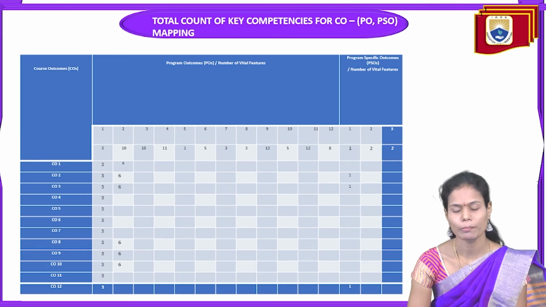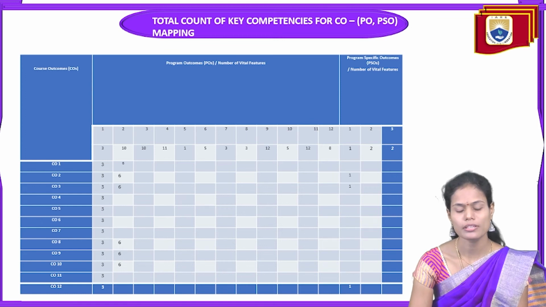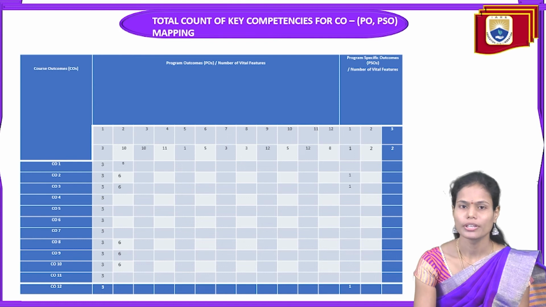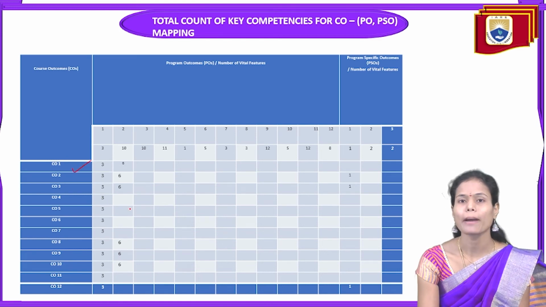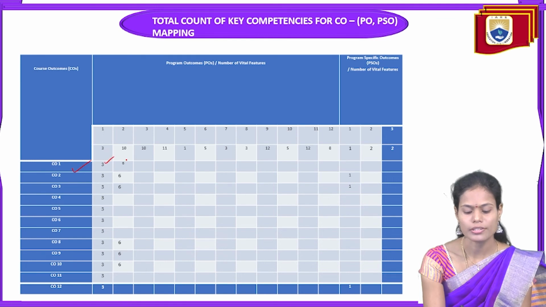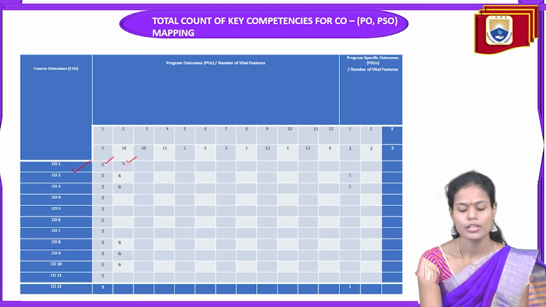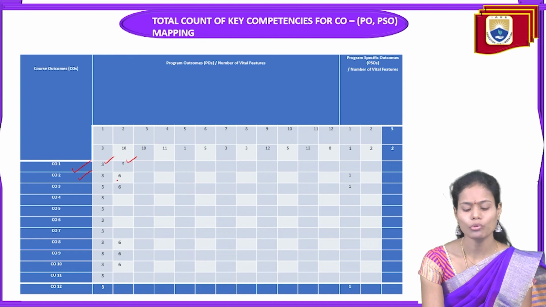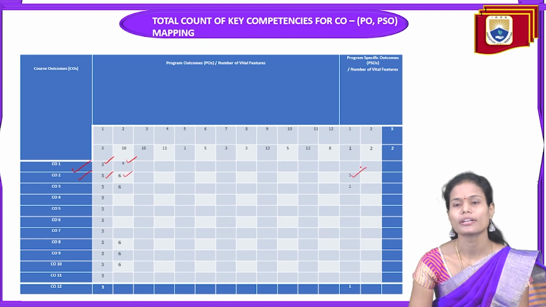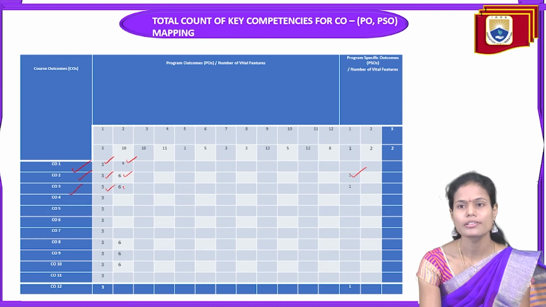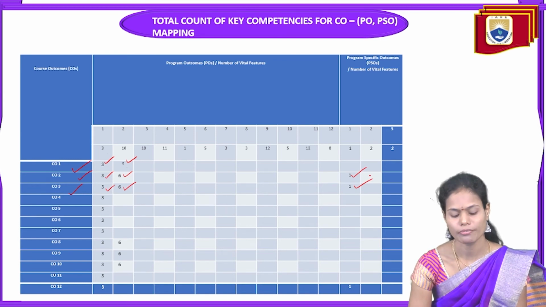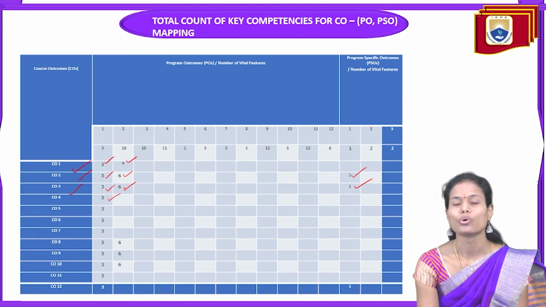And next, the total count of key competencies for CO as well as PO PSO mapping. Here we have to take all the course outcomes we designed, the program outcomes and number of key competencies, and the program specific outcomes, and whatever value we gave, those corresponding values we have to write here. For CO1, we mapped PO1 and PO2, so that's why we have given 3 and 6. For the second CO, the PO values I have given as 3 and 6, and the PSO value I have taken as 1. And for CO3 I have given 3 and 6, and the PSO value I have mentioned as 1. For CO4 I have applied only PO1, and the value is 3 here. For CO5 also only PO1 is mapped, and the value is 3. CO6 also 3, CO7 also 3.